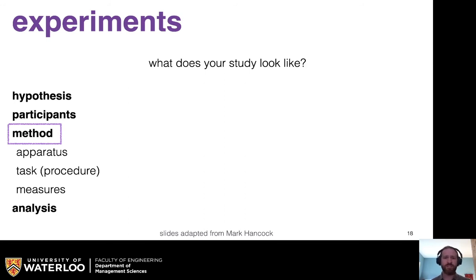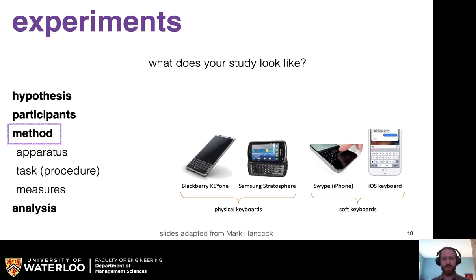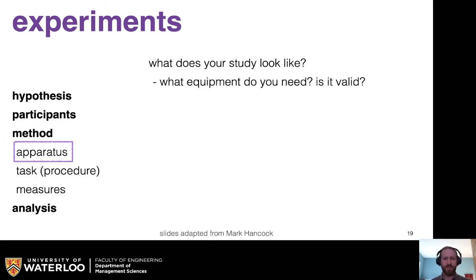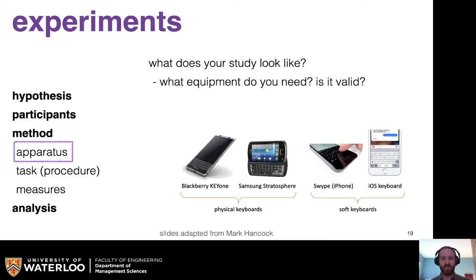Experiments. What does your study look like? Here's where you get into the methods of your study. So when we have this, what would you actually do? You need to think about what kind of equipment you need and whether it's valid for the type of experiment you're doing. So in this case, you might need these different smartphones, and you might need to know whether they are bug-free. Are they going to have alerts interrupting in the middle of your experiment? So you have to set them up properly to make sure that they can handle the experiment the way you want them to.